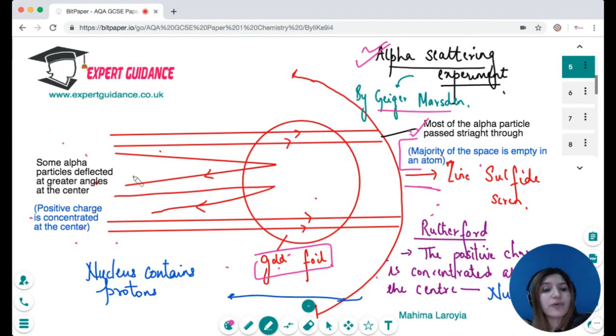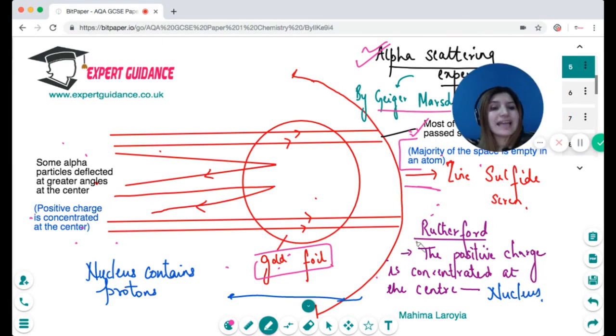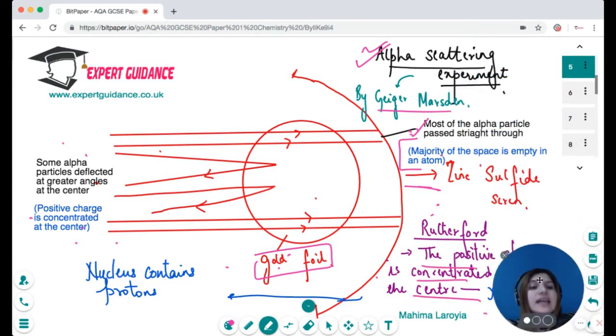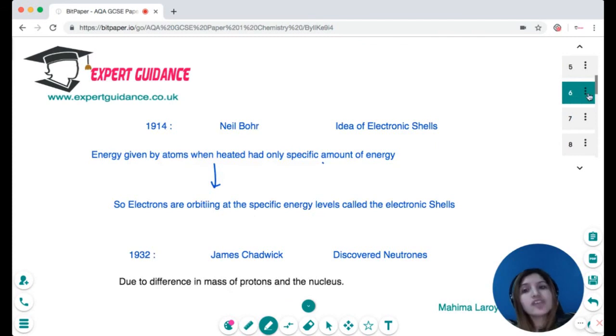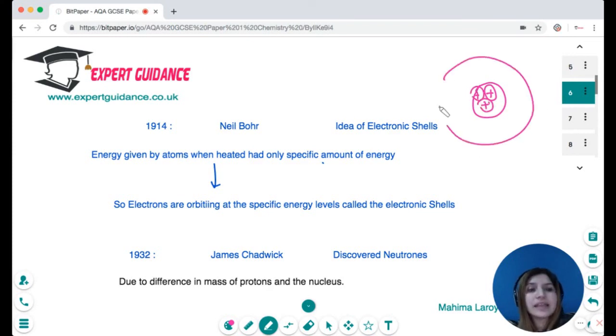So therefore, Rutherford modified the structure of J.J. Thomson, and he said that the positive charge which is concentrated at the center is the nucleus. So he refined the structure and said that there's a nucleus at the center consisting of the positively charged subatomic particles, and then the electrons are revolving around this nucleus.